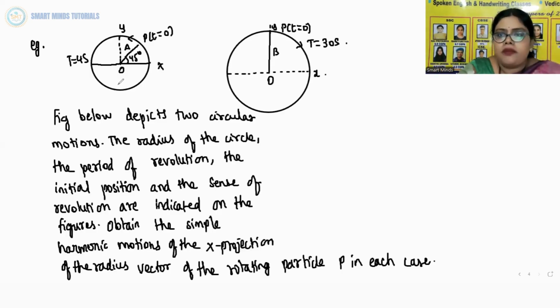So this is an example. The given figure depicts two circular motions. The radius of the circle, the period of revolution, initial position, and sense of revolution are indicated on the figures. We need to obtain the simple harmonic motions of the x projection of the radius vector of the rotating particle in each case. So first let us start with the first case.